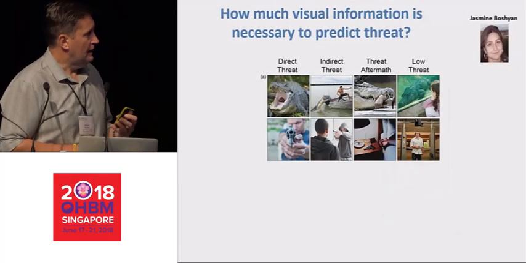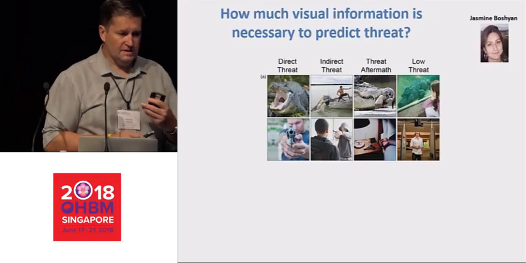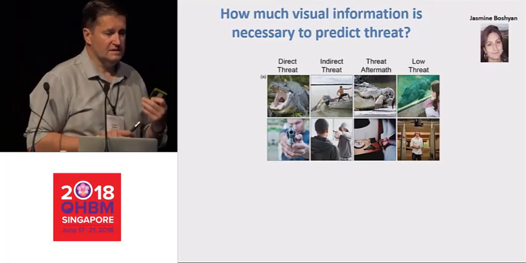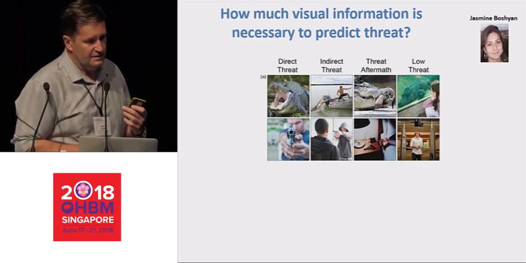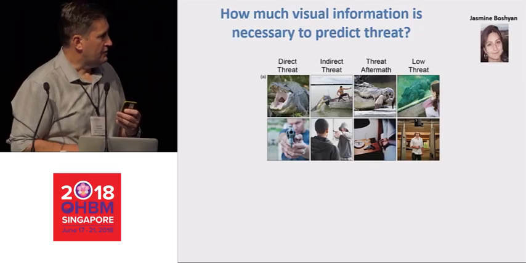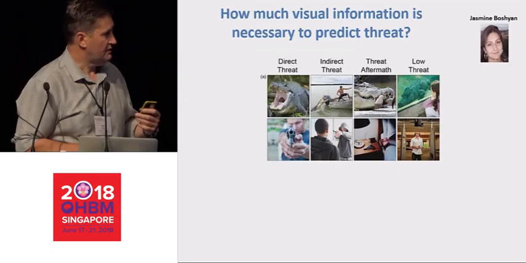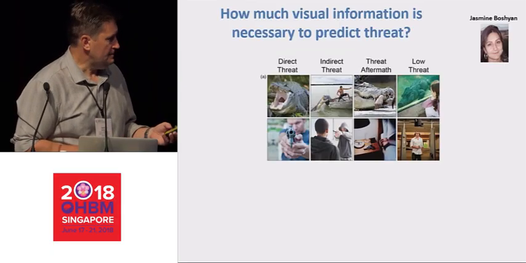Okay, so another thing that we wanted to explore was how much visual information we actually need to make this threat prediction. Obviously, these scenes differ in color, amount of detail, viewpoint, and so on, right? So what we wanted to do is to clean that up and just provide the basic visual information and see if people can do that.